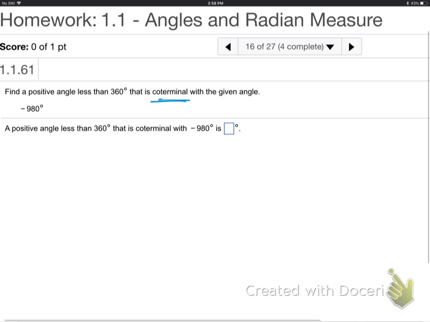That's what they're saying. You got negative 980. Who knows what that is? Zip, zip, zip, around a bunch. They're saying, what's a positive angle that's going to end in the same place as that? That's what they're saying. Well, how do you do that? Just add a bunch of 360s. Because anytime you add 360, you're in the same place.